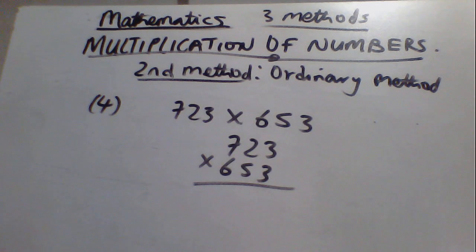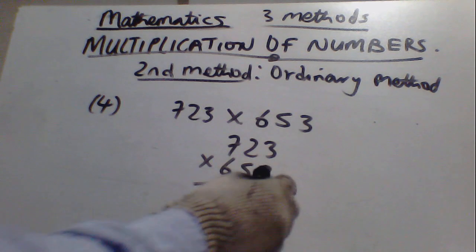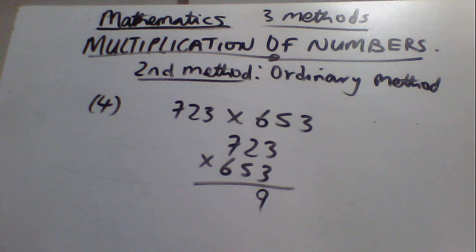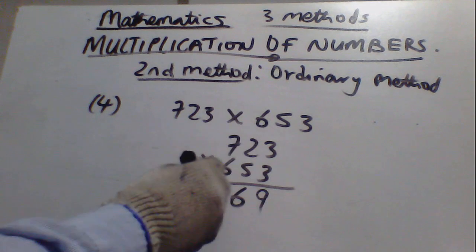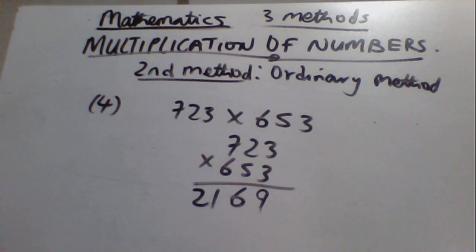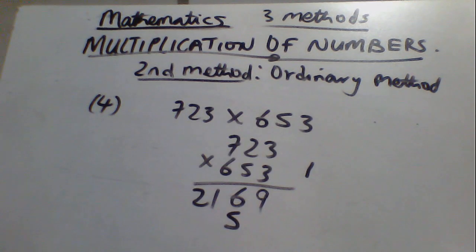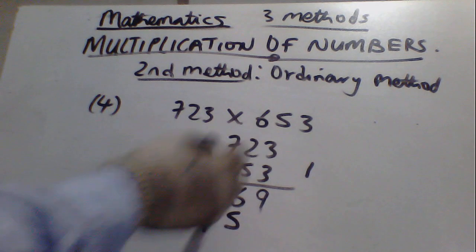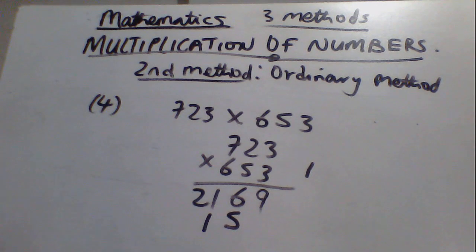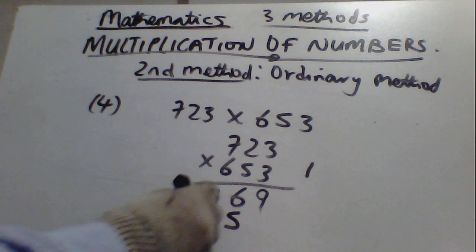I will start my multiplication from the back. 3 times 3 is 9. I write 9. 3 times 2 will give us 6. 3 times 7 will give us 21. Then 5 times 3 will give us 15. I write 5 and carry 1. 5 times 2 is 10 plus 1 will give us 11. I write 1 and carry 1. 5 times 7 will give us 35 plus the 1 will give us 36.